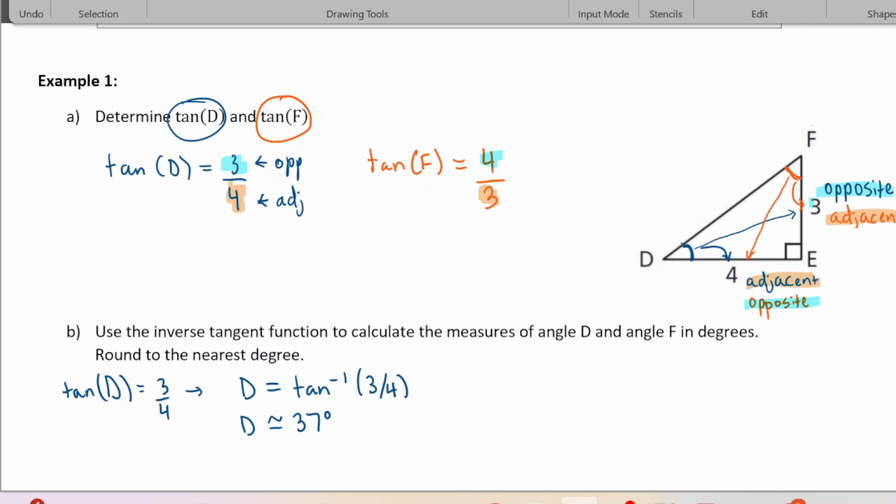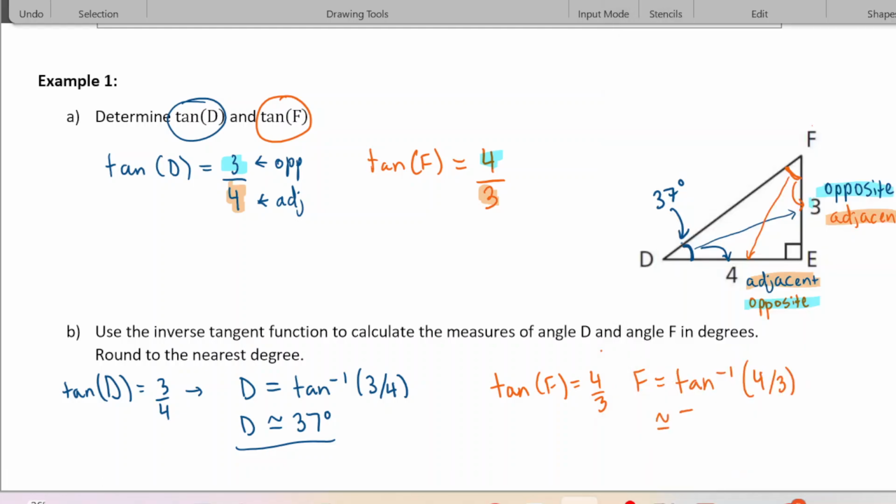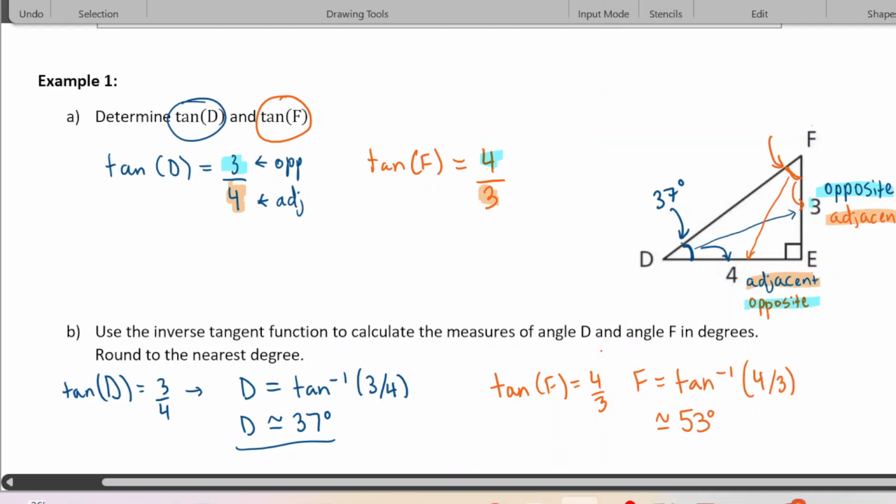So my calculator is really powerful because it can do that. Now I can also do the same thing for angle F. So I'm just going to write that here. This is about 37 degrees. For angle F, we know that tan F is 4 over 3. So in my calculator, I use this inverse tan button, tan with a little minus 1, 4 over 3, and that's what I type in. So different angle, different ratio. So I get 53.13, so it's about 53 degrees. So that's the measure of that angle.